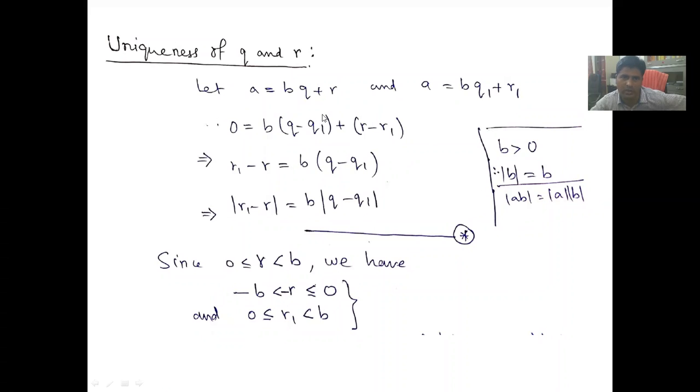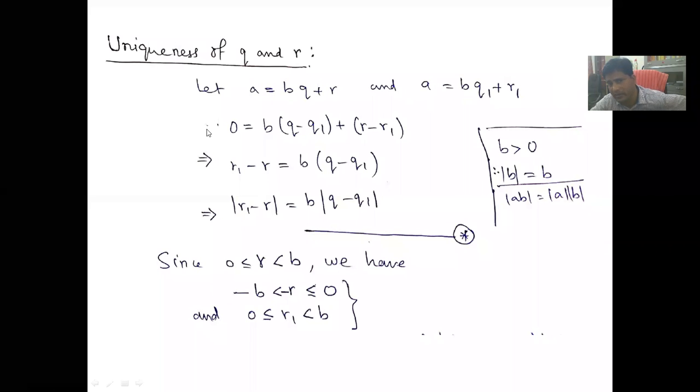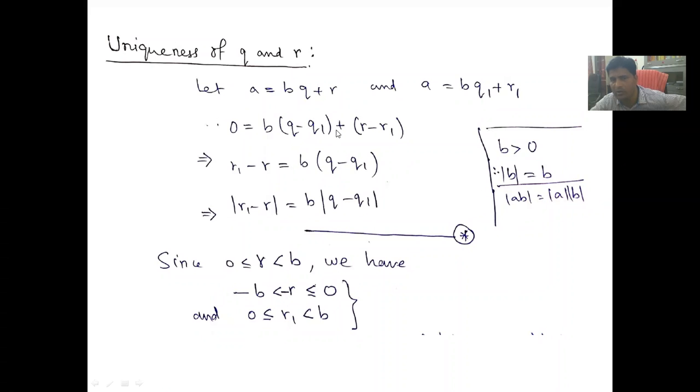Now calculate this: subtract one from the other, because it is A and it is also A. So A minus A, the left hand side is 0, and the right hand side is B times (Q minus Q1) plus (R minus R1). This implies R1 minus R equals B times (Q minus Q1). Now take absolute value of both sides. So this is mod of R1 minus R, and mod of B times (Q minus Q1) is B times mod of Q minus Q1, since B is greater than 0, given. Call this relation star.